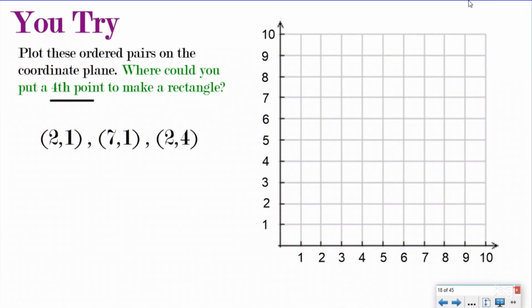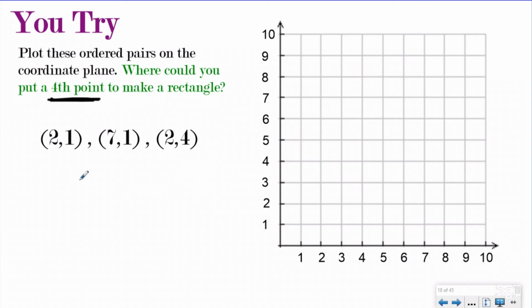All right, here's your you try problem. What this is asking you to do is plot these 3 points and then come up with the 4th point that you could use to turn your ordered pairs into a rectangle if you connected the dots. If you are ready to try this by yourself, go ahead and push pause now and solve it. If not, it's okay. You can do it with me as another we do problem. Whatever you feel comfortable with. Hopefully, if you're ready, you just paused it and now you're checking your answer.